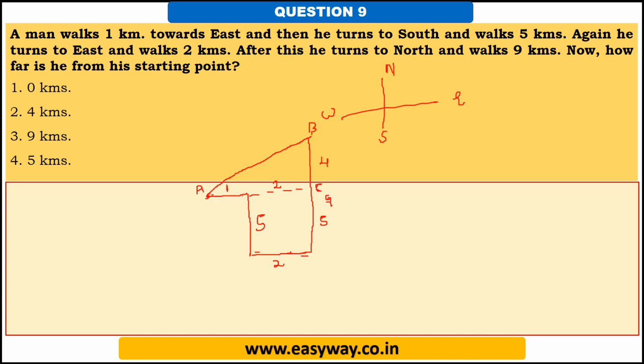Let us say this is BC. So we have to find out AB. By the Pythagoras theorem, AB square will be AC square plus BC square. So what is AC? 1 plus 2, 3. So 3 square, and what is BC? 4 square. 3 square is 9 and 4 square is 16. 16 plus 9 is 25. So AB square is 25, so that means AB will be equal to 5. So the distance between the final position and the initial position is 5 kilometers. Option number 4 is the correct answer.